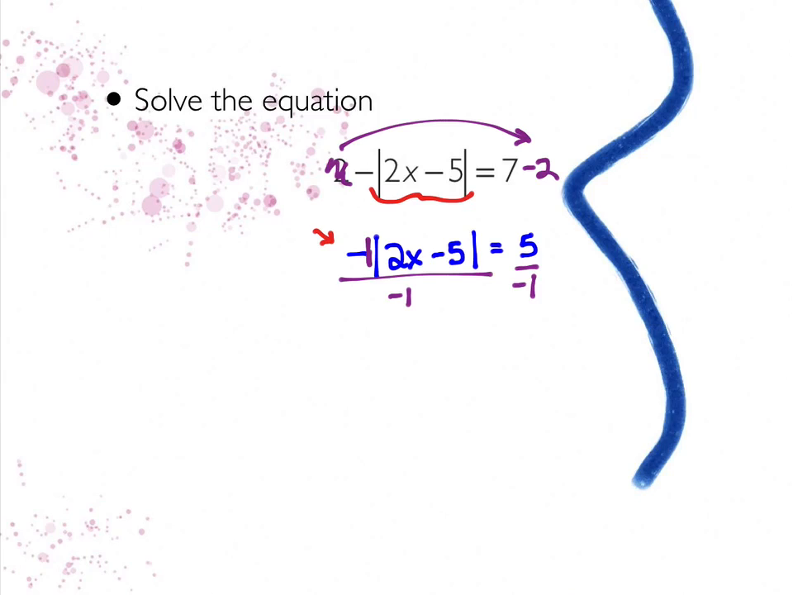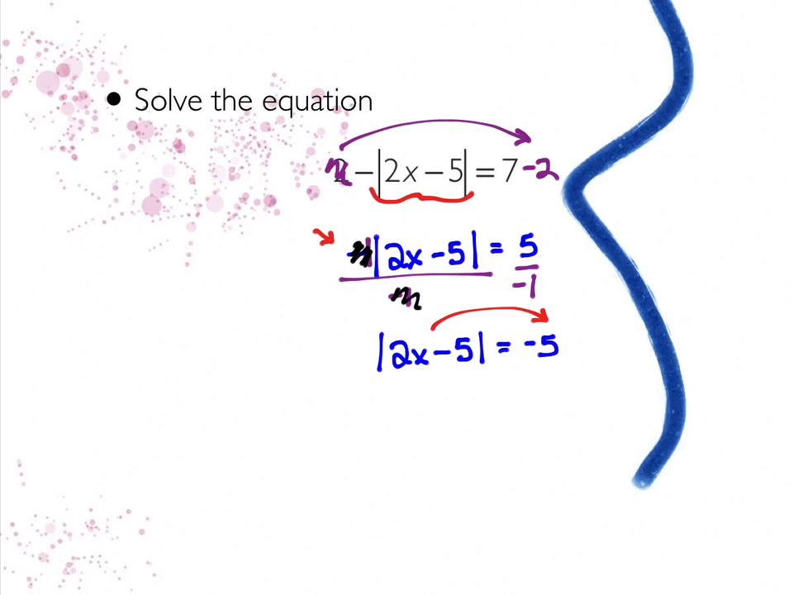Now, when I do that, this will go away and this will go away, and I will be left with the absolute value of 2x minus 5 equals, now 5 divided by negative 1 is negative 5. But here we go again, we have an absolute value equaling a negative 5. And right away that's a no solution.